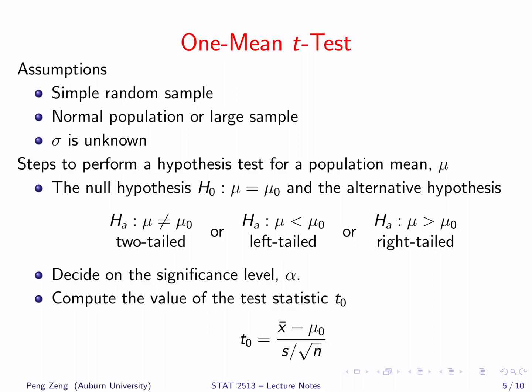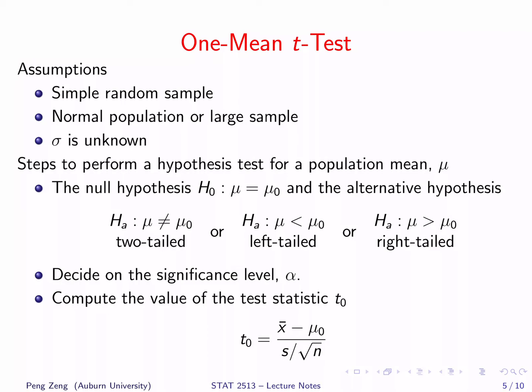To perform a one-mean t-test, we first need to correctly identify the null and alternative hypothesis. The null hypothesis is always mu equals mu0, where mu0 is a given constant in the problem. There are three different alternative hypotheses. Which one to use in practice depends on your research questions and your understanding about the applications.